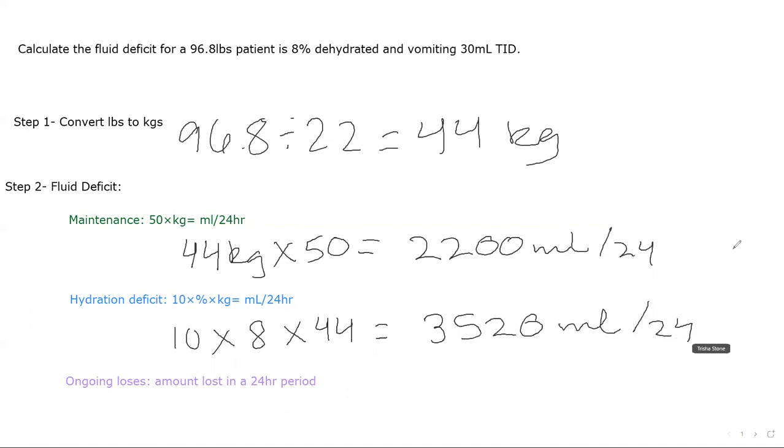Next is amount lost. So this patient was vomiting 30 mils in a 24-hour period, 3 times a day. So we are to take 30 times 3 equals 90.